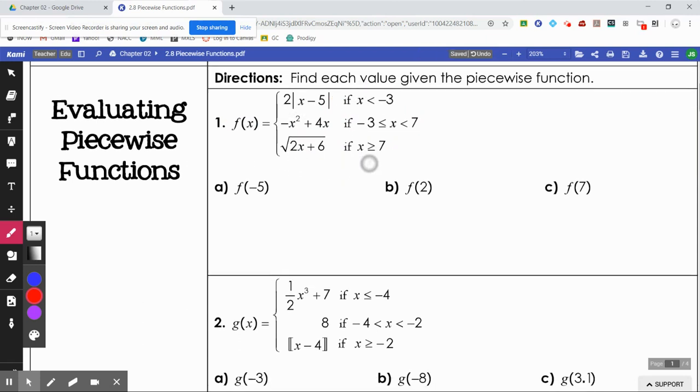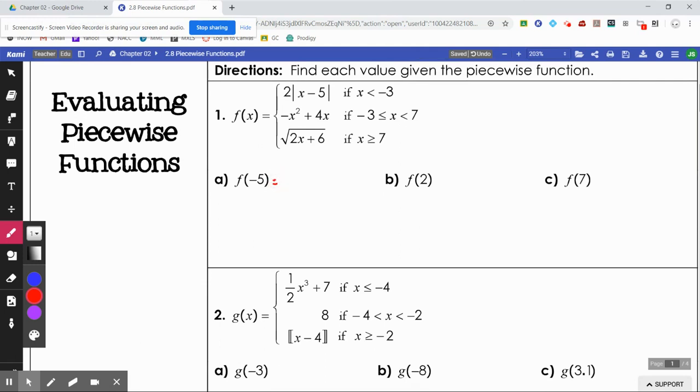So let's evaluate these. The first one says take f, plug in -5. So we've got to first find out where we plug in -5. -5 is located in this first region right here. It's smaller than -3. So if you were to plug in -5, you would have to plug it into the first function. So you have 2 times the absolute value of -5 minus 5, which is -10. So that'd be 2 times 10, which is 20.